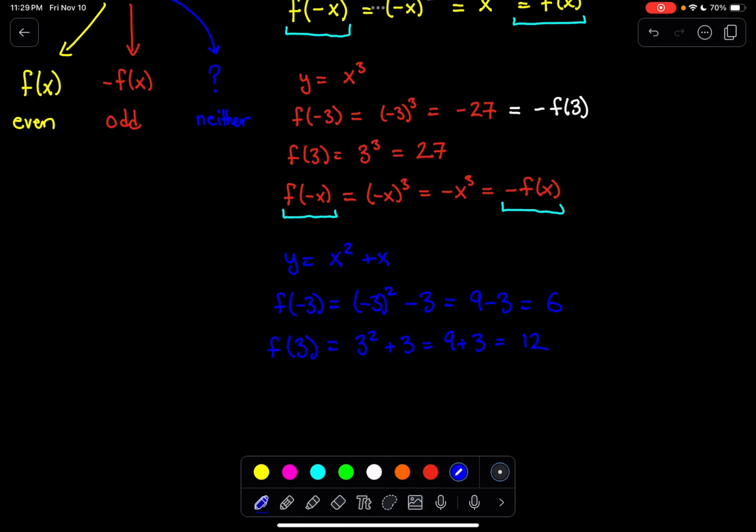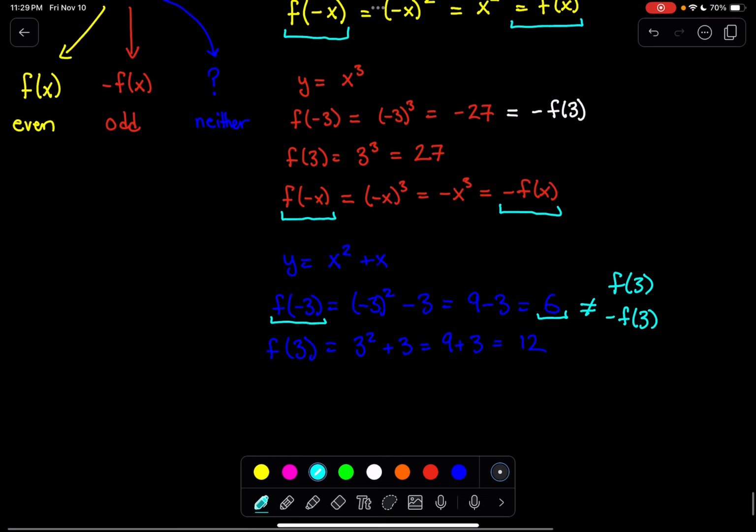And so, if we take a close look at f of -3 here, the result is not equal to what I would get if I plugged in regular 3, and it's not equal to the negative version of that either. So it kind of falls outside being an even and odd function. It is neither. And more rigorously, how would you check this?